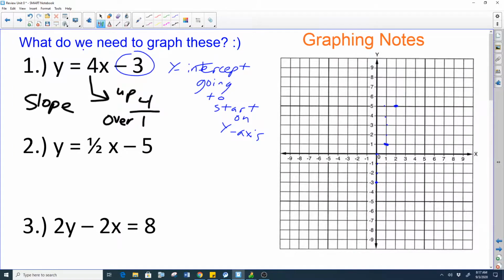Always nice to have 3 points. And then the best you can, draw straight. So you're going to draw that straight line there.